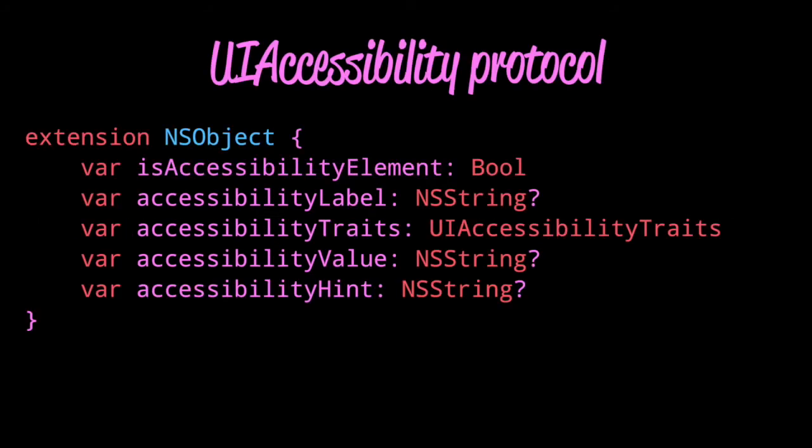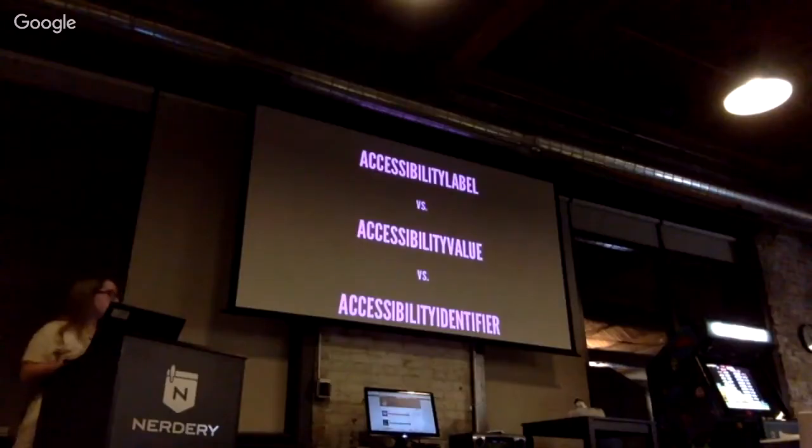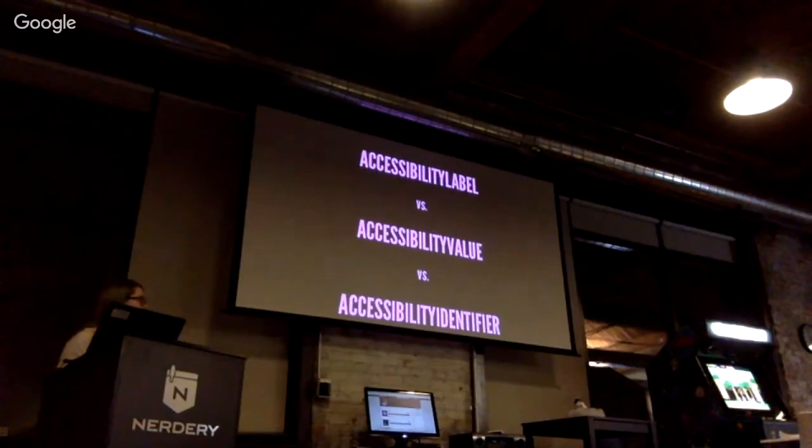So that altogether is the UIAccessibility protocol. These properties are the building blocks of accessibility. I want to talk a little bit about the difference between label, value, and something you may have heard of called accessibility identifier. Accessibility label and accessibility value are members of the UIAccessibility protocol.